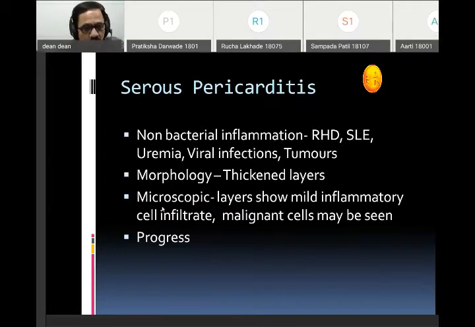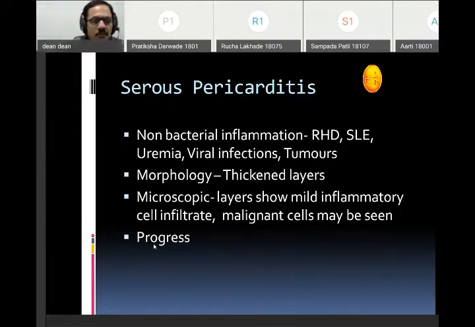What will be the morphology? What are the gross features and what is the microscopic feature? Normally, you know that the pericardial layers are translucent, so soft, and smooth ones. Here, you will see that the translucency is lost. There are thickened layers that you will see. That is a gross feature of serous type of pericarditis. Microscopically, the layers show mild inflammatory cell infiltrate, which is basically a mixed one. It consists of polymorphs, lymphocytes, and plasma cells. If the serous pericarditis is because of malignancy, you can also identify malignant cells in the centrifuged sample.